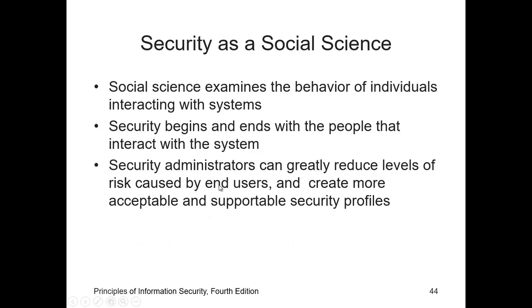There is a third view that considers security as a social science. A social science examines the behavior of individuals as they interact with systems, whether societal systems or, in our case, information systems. Since in a security system, people inside the organization interact with the developed system, by understanding how they interact or behave, the security administrator can reduce the risk. Based on the known behavior, the security administrator can develop a plan to mitigate any security issues.